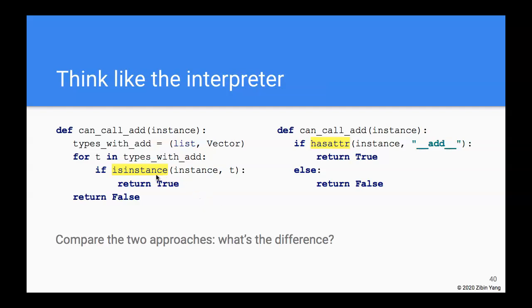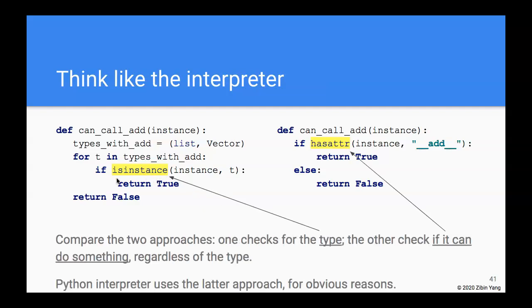Well, as you see in the parts that I highlighted here, the first approach checks for the type of the given instance. And if it is the right type, then it is good to go. Whereas the second approach checks if the given instance has a certain method. And if it has that method, then it can do something. And in that case, it doesn't really matter what the type is, right?